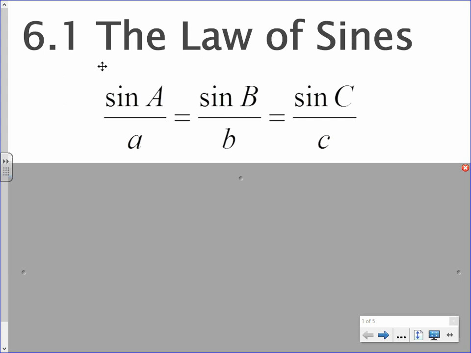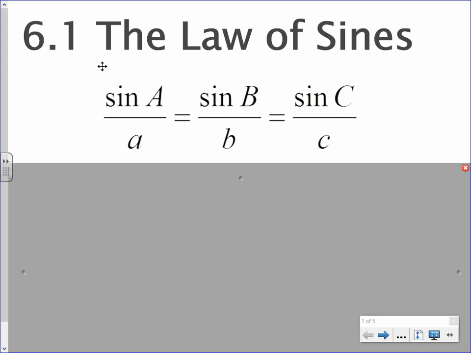Before moving forward, let's just remind ourselves the difference between uppercase letters and lowercase letters. Uppercase letters represent what on a triangle? Angles. And lowercase letters represent sides. Remember, they're always across from each other. Angle A is across from side A.